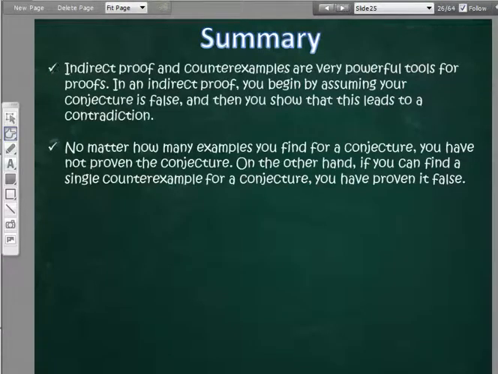What did we learn in this lesson? That indirect proof and counterexamples are very powerful tools for proofs. In an indirect proof, you begin by assuming your conjecture is false, and then you show that this leads to a contradiction. No matter how many examples you find for a conjecture, you have not proven the conjecture. On the other hand, if you can find a single counterexample for a conjecture, then you have proven it false.